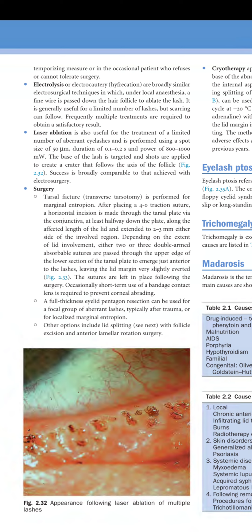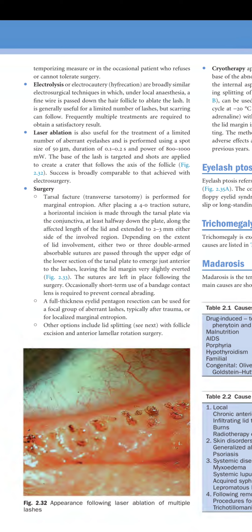Another procedure is electrolysis or electrocautery. Hyfrecation are broadly similar electrosurgical techniques in which, under local anesthesia, a fine wire is passed down the hair follicle to ablate the lash. It is generally used for a limited number of lashes, but scarring can follow. Frequently, multiple treatments are required to obtain a satisfactory result.